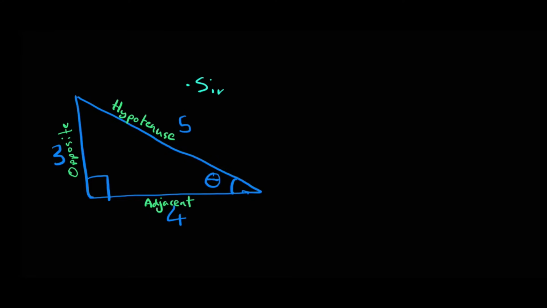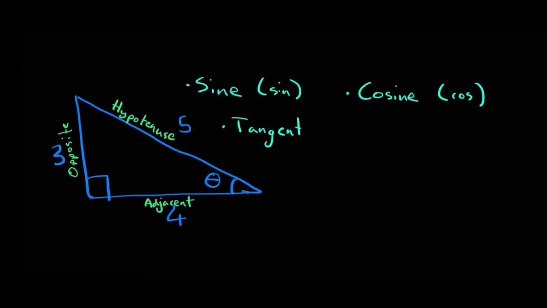These are sine, which is written as sin, cosine, which is written as cos, and tangent, which is written as tan. And this is the acronym that almost everyone uses to memorize these ratios.